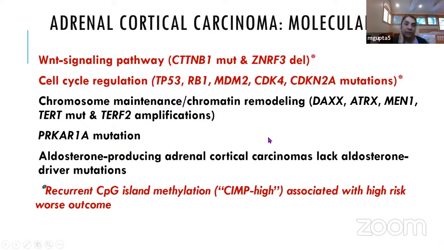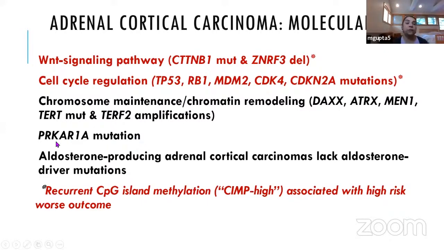What is the molecular advancement in the understanding of adrenocortical carcinoma? Like the adrenocortical benign lesions or adenomas, we have learned a lot about the molecular aspects of the carcinomatous lesions of the adrenal cortex, and the two important pathways for adrenocortical carcinomas are the Wnt signaling pathway, with beta-catenin, CTNNB1 mutations, which are the most important ones, and ZNRF3 deletions. So mutations and deletions in the Wnt signaling pathway is what we see mostly in these tumors, and the cell cycle regulation mutations that will include TP53, RB1, MDM2, CDK4, and CDKN2A mutations. The other classes of mutations seen in adrenocortical carcinomas are chromosomal maintenance and chromatin remodeling mutations and amplifications.